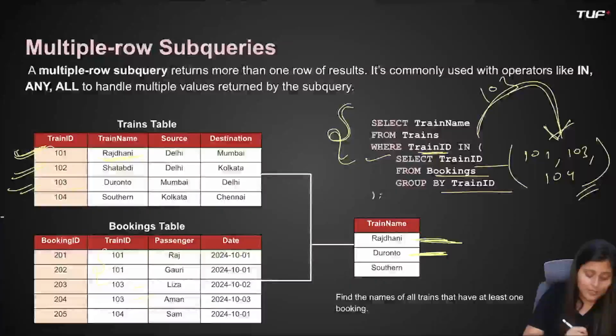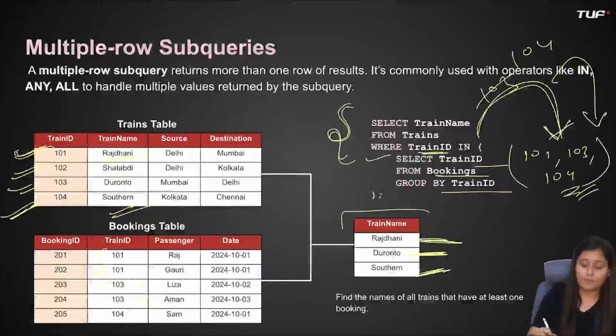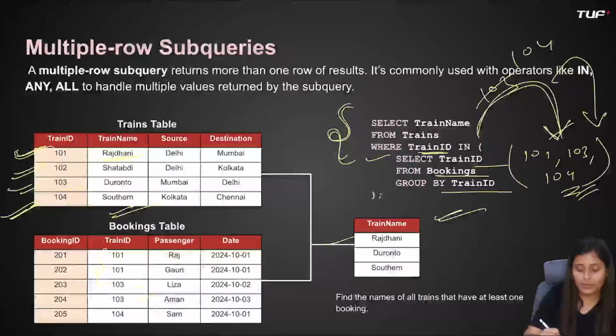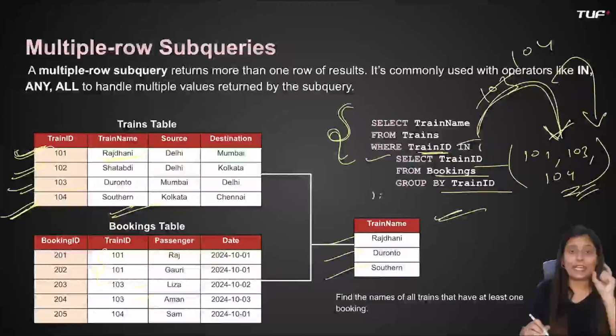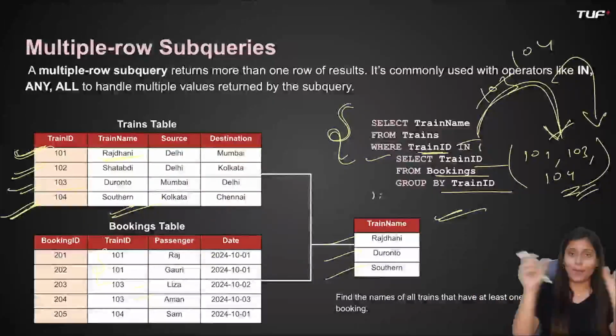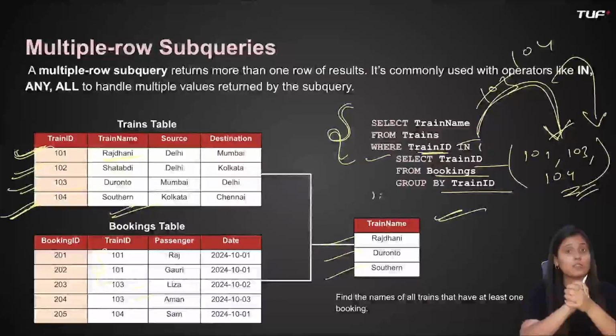Now the next and last row is 104. So it will check if 104 is there in the resultant. Yes, 104 is there. Now Southern will also be considered as a result. So hence we have a resultant table having one column but multiple rows, and that is why it is called a multiple row subquery. The only difference was the equal to operator and the IN operator. If you are using the equal to operator, which will only compare one single value, that will give only one row as a result. So that is why it is called a single row subquery.